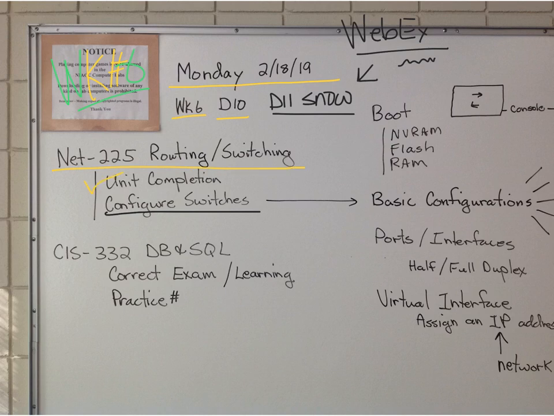routing and switching, we did a little bit of work on the unit completion, and we did configuring switches. Switches boot, just like any computing device, right? They've got the iOS running config in the RAM, and this is where the stored configuration is. We talked about connecting to a switch through the console, and we went over some of these basic configurations. Let's talk about that in the next slide here.